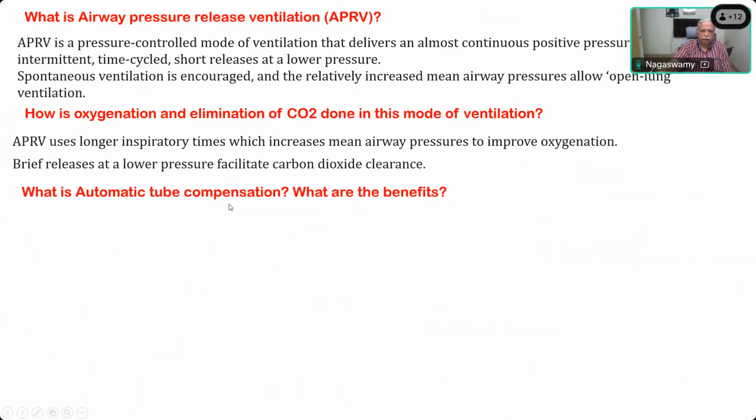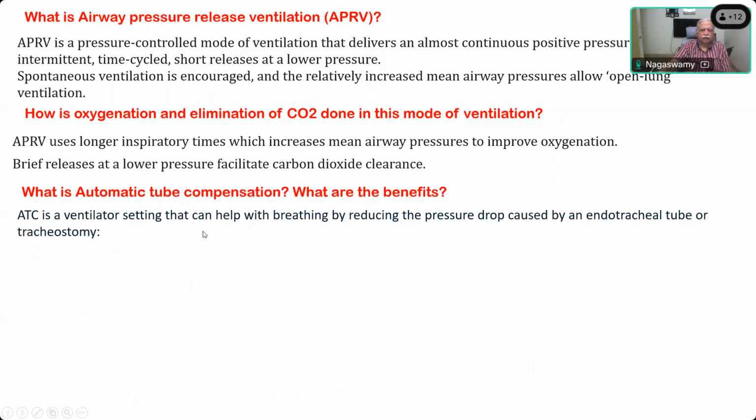What is automatic tube compensation and what are the benefits? It helps in weaning the patient from the ventilation, sir. It compensates for the resistance offered by the endotracheal tube, or which other tube? Tracheostomy tube also. Okay. That is why it's called automatic tube compensation.